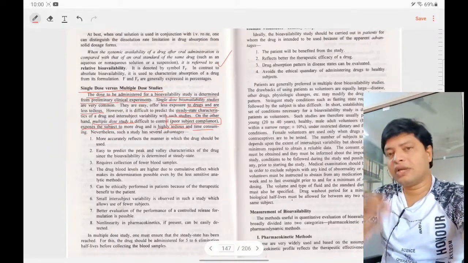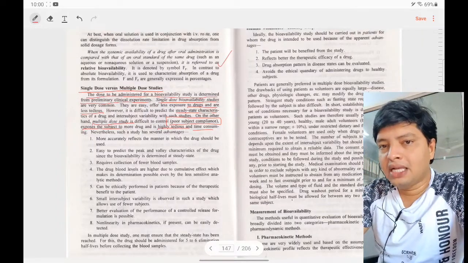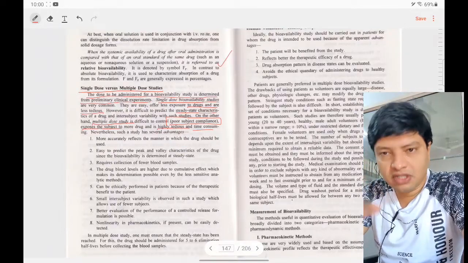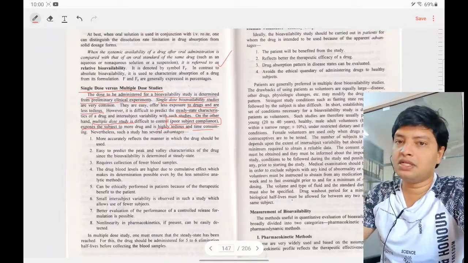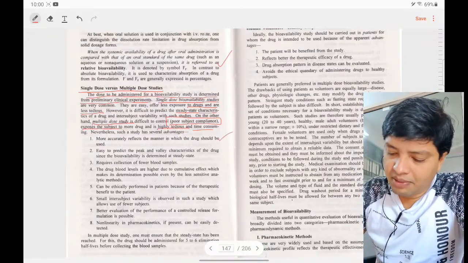We'll try to see this. You can design the bioavailability study either in single dose or in multiple dose, but we will see what is the advantage of single dose studies, and also we will see what is the advantage of multiple dose study. So coming to the advantage of multiple dose study.